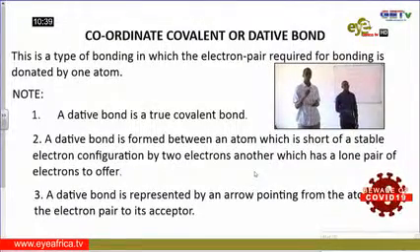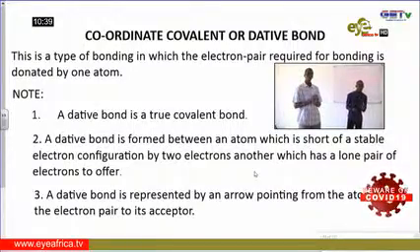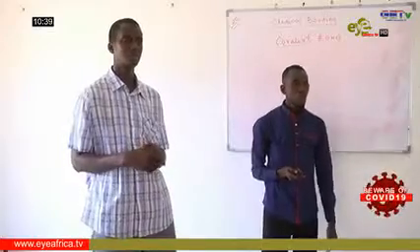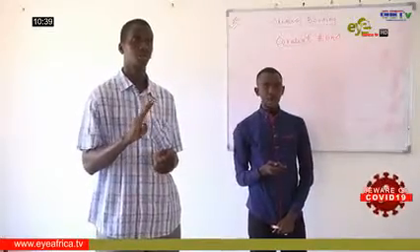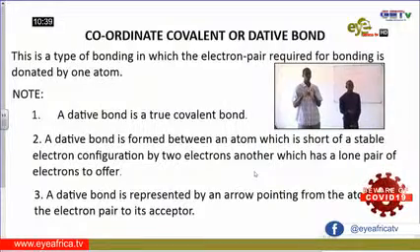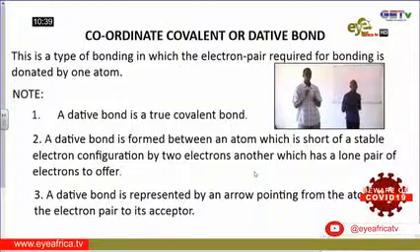Now note, a dative bond is a true covalent bond. Yes, you cannot rule out this kind of bond from the types of covalent bonds. A dative bond is formed between an atom which is short of a stable electron configuration by 2 electrons and another which has a lone pair of electrons to offer.